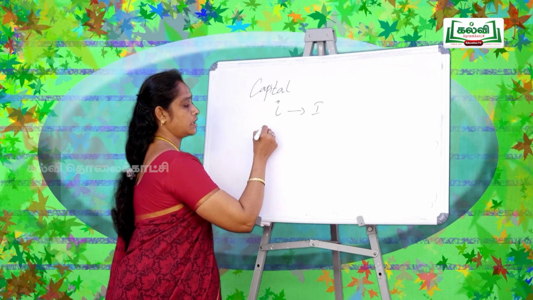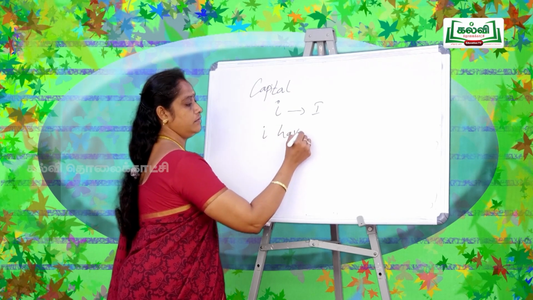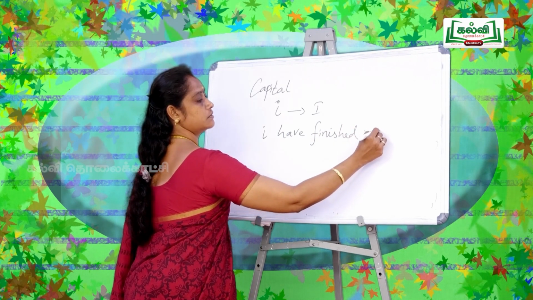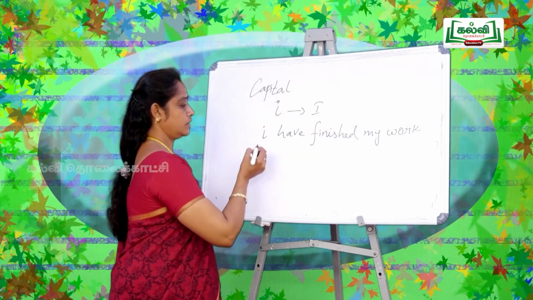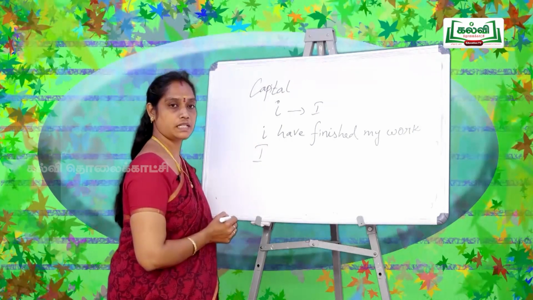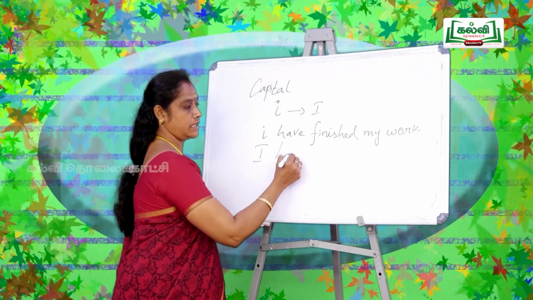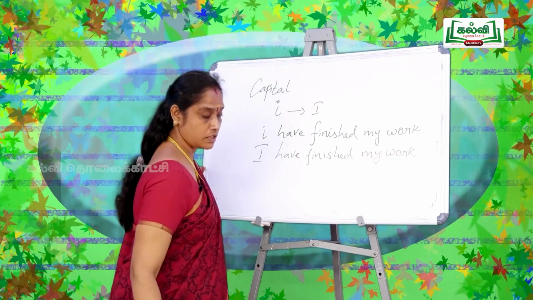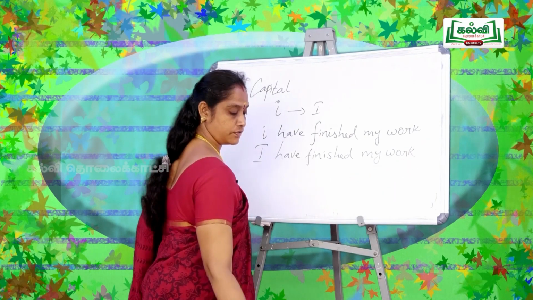Now, I have finished my work. Here you have to find the I. So I have to change it into capital letter I. And then the remaining things you have to write as they are. This is the end of the sentence. So I have to give a full stop.